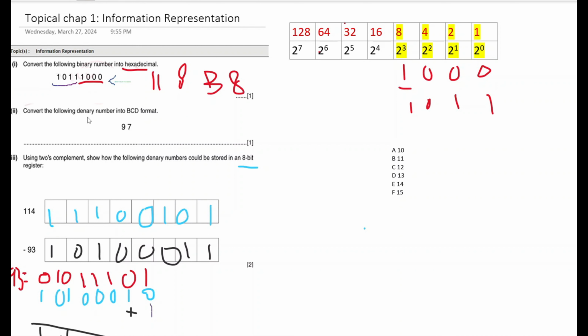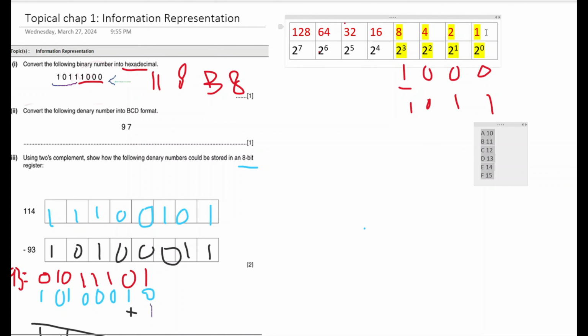Coming to the next question: convert the following binary number into BCD format. If you remember, BCD stands for binary coded decimal, where each digit is treated as a separate binary number, and you have to write the equivalent value of each digit in 4 bits of binary. Why am I considering only 4 bits from the table 1, 2, 4, 8? Because each BCD digit is represented by a 4-bit binary number.